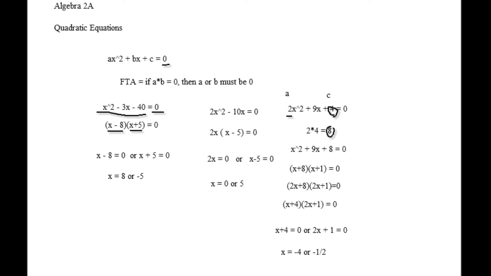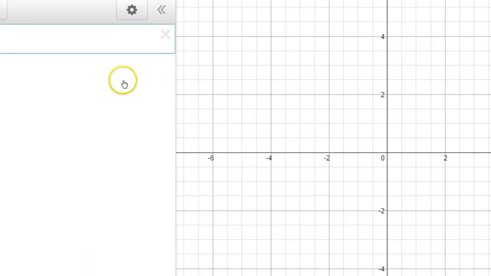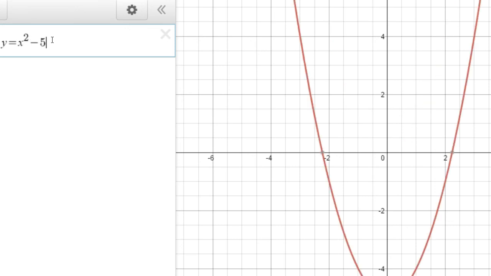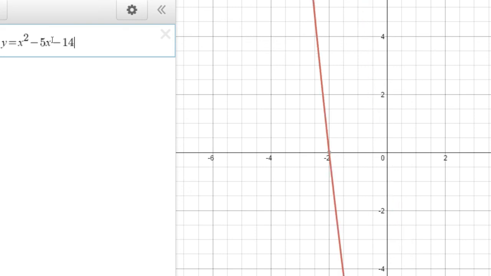Now, if you were to do a table, or use a graph, let's just go ahead and use the graph. So we have our graph right here. What you could do is just use the graph. Y equals x squared minus 5x minus 14.